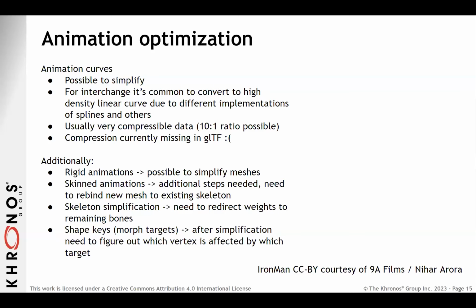Now, as you might know, there are a few different types of animations. With rigid animations, it's possible to simplify meshes. With skinned animations, when you do this, you need to have additional steps because you rebind the new mesh to the existing skeleton. Then with skeleton simplification, again, you need to have a few more steps because you need to redirect the weights to the bones that remain after your skeleton optimization. And then with shape keys or morph targets, depending on what software you use and how you call it, after simplification, again, we would need to figure out which vertex is affected by which target. And I don't want to go into more details because I run out of time.